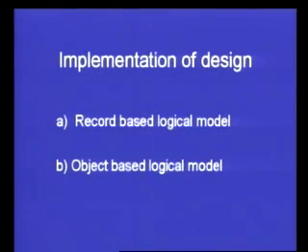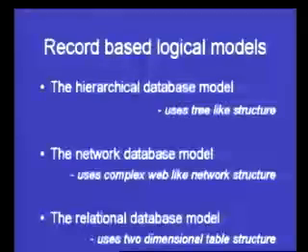Whenever you are implementing a database design, there are two types of models. They are record based logical models, and object based logical models. In the case of record based logical models, you have a hierarchical database model which uses a tree like structure. Then you have a network database model which uses a complex web like network structure, and then you have a relational database model which uses two-dimensional table structure.